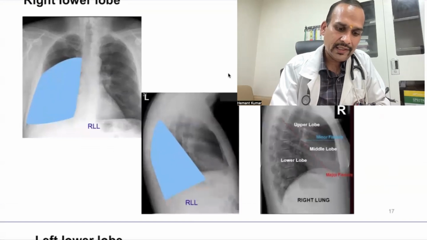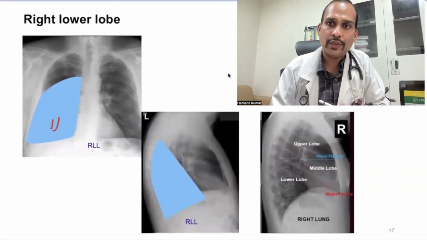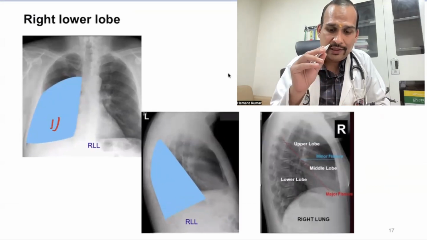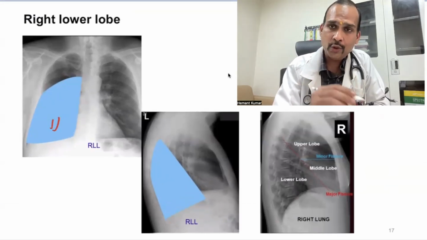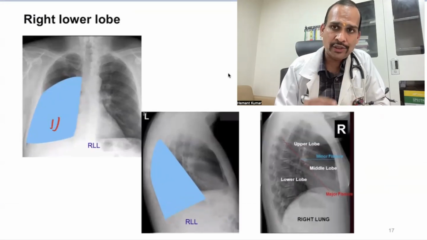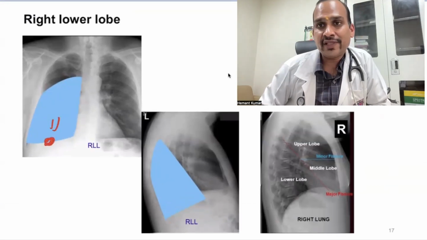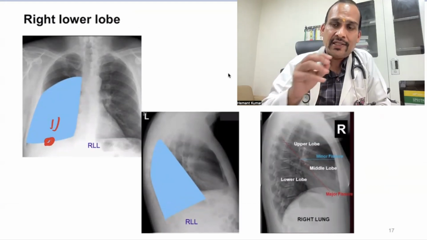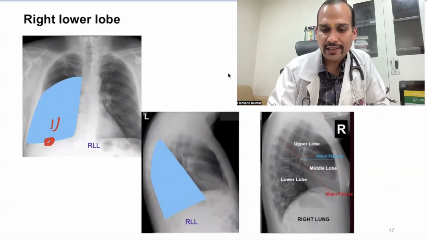Right lower lobe: you can see the area in the lower part of the chest X-ray. One thing you should understand is that usually a lower lobe mass or consolidation opacity touches the diaphragm. So any opacity which is touching the diaphragm means there is involvement of the lower lobe. For confirmation, you have to get a lateral X-ray.